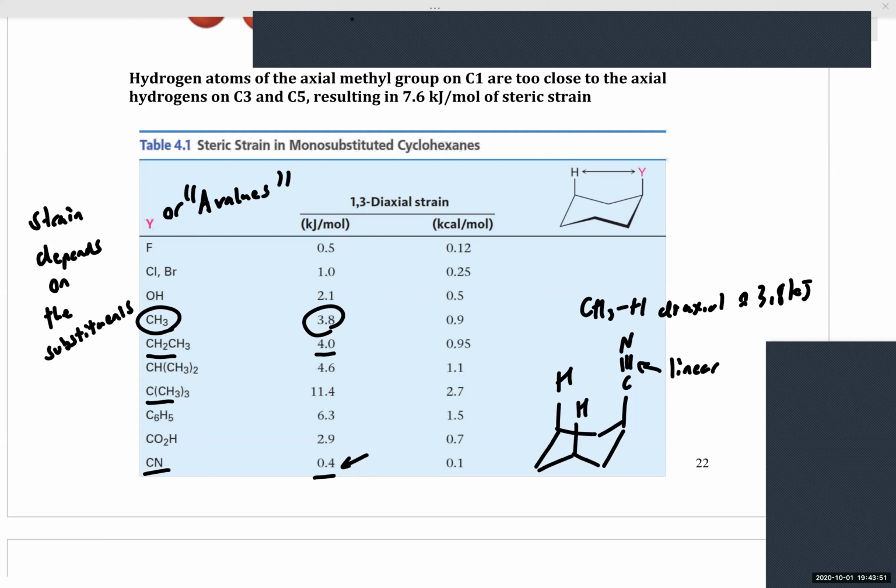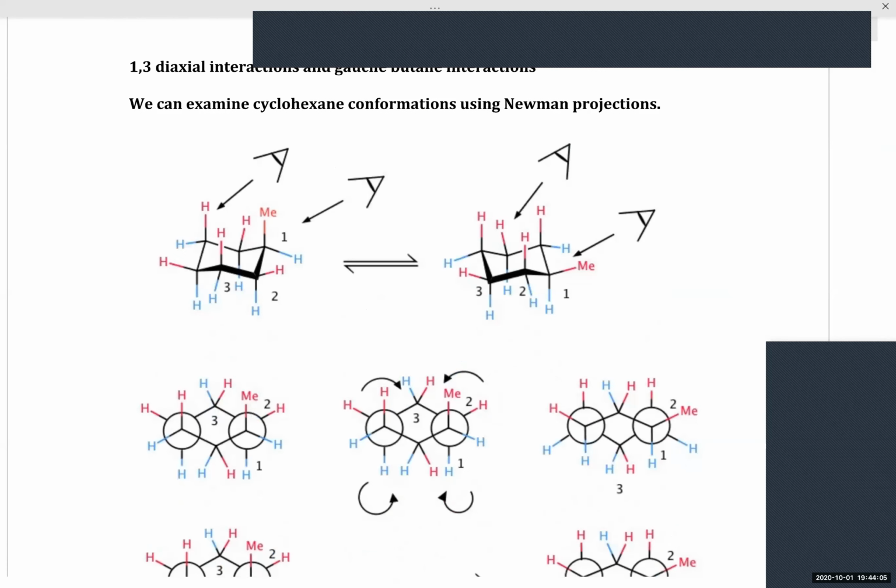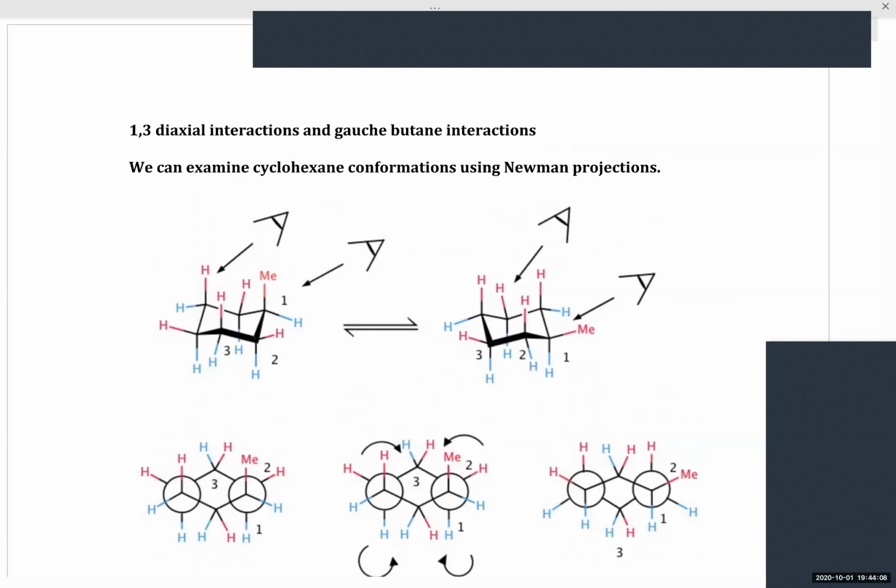Okay, so axial substituents, 1,3-diaxial interactions, steric interactions, destabilize our molecule. We know that. When we think about 1,3-diaxial interactions, they are actually a form of gauche butane interactions. If we look at our chair conformations, and look down both of our carbon-carbon bonds, we can draw out a Newman projection. So let's showcase how that works.